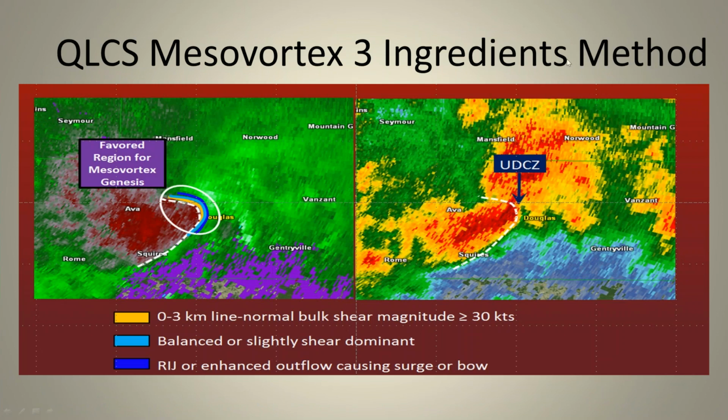When you look at a QLCS mesovortex, there are 3 ingredients that need to be in place for mesovortex genesis. It's the 0 to 3 kilometer line-normal bulk shear magnitude greater than or equal to 30 knots, highlighted in yellow for this example conceptual model. You want a balanced or slightly shear-dominant region along the line, the light blue. And the dark blue is an area where you have a rear inflow jet or an enhanced outflow causing a surge or bowing structure to realign the updraft-downdraft convergence zone, highlighted in white. When you get all 3 areas together, that's when you need to be thinking about QLCS mesovortex development and intensification.